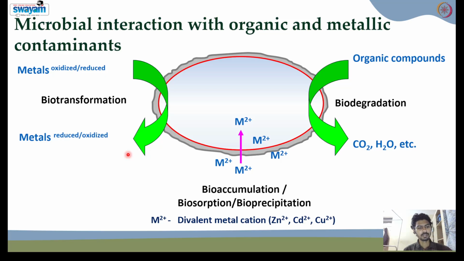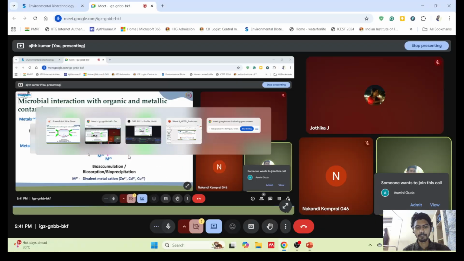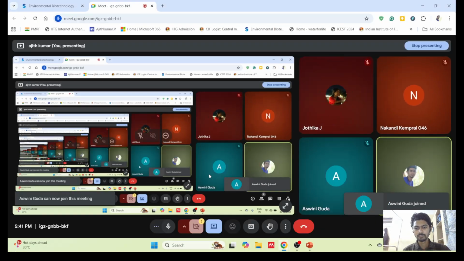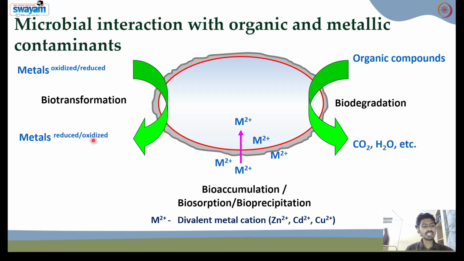It is in a safer form. So here we are trying to transform the metals, not eliminate them. This is one of the strategies that microorganisms use to interact with the metals.